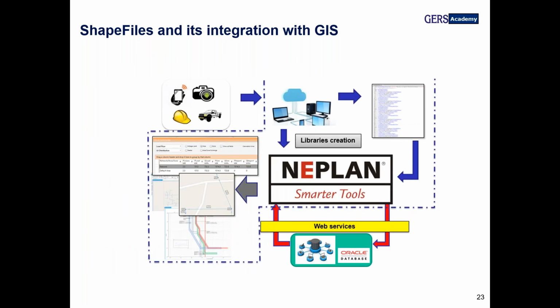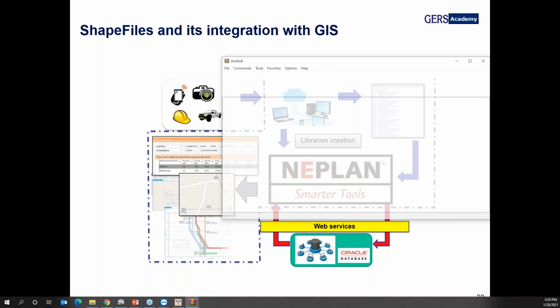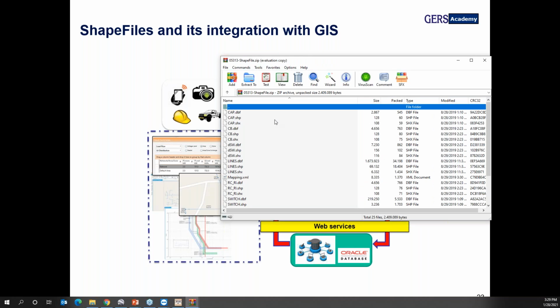In this way, if we are able to get the information from the GIS provider using shapefile, all we will need to do is map each element the first time. Maybe in the GIS a transformer will be called transformer, and in NIPLAN it will be called trans. Maybe we will need a mapping between them. And how can we do it?